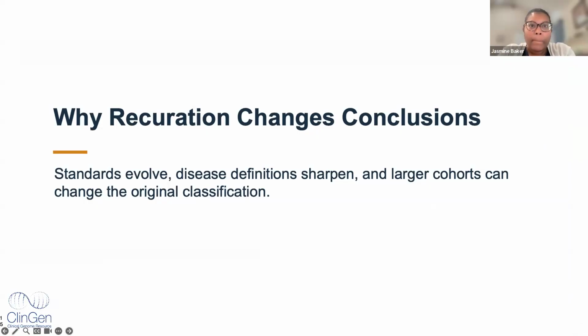Okay. So why do recurations change people's conclusions? A classification is a timestamp conclusion based on the standards, disease definitions, and evidence available at that time point. So when those inputs improve or change, the responsible thing for us as scientists and clinicians, if you are a clinician, I'm not, is to ask whether the original work needs to be updated, whether we need to reassess this, and whether the conclusion or classification still holds and is still relevant to what we're seeing.